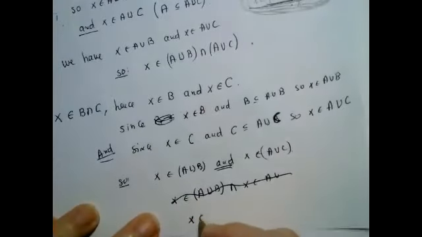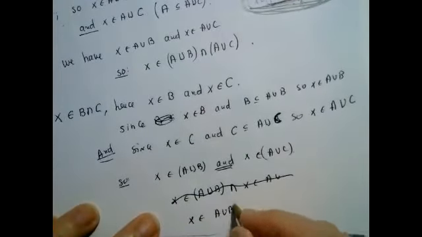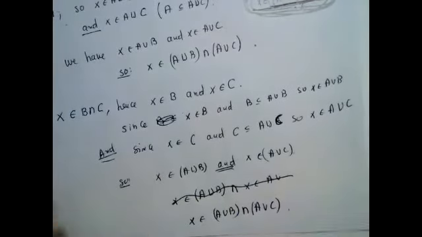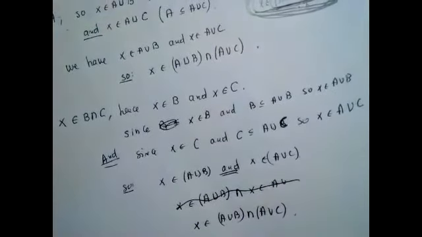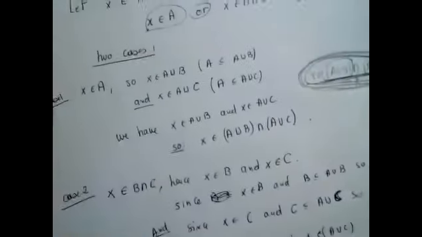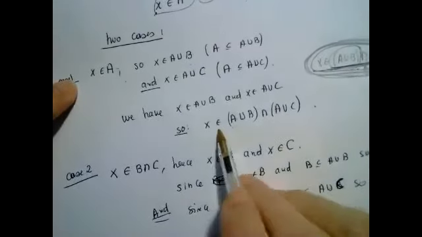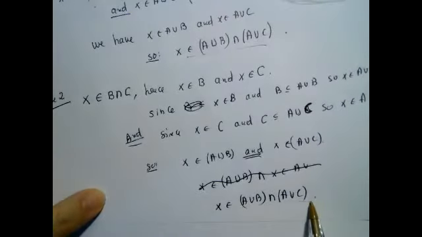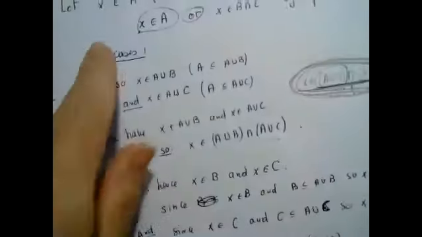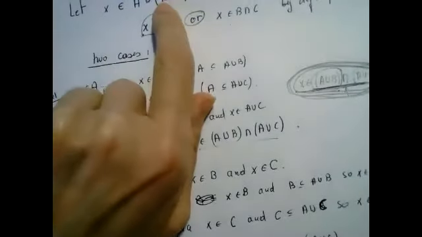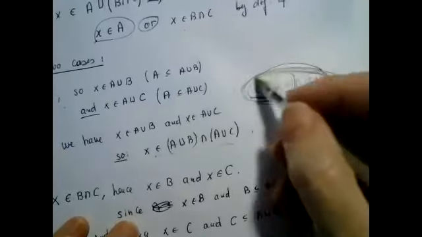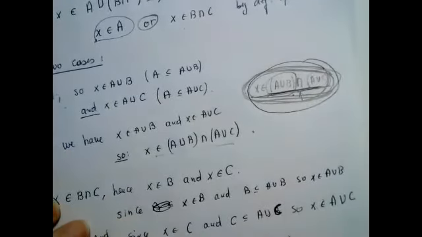So X is in A union B intersect A union C. Now we took two cases. In the first case, I convince you that X is in here. In the second case, I convince you that X is in here. So no matter where X lands, whether in A or in B intersect C, it's going to be in this set.